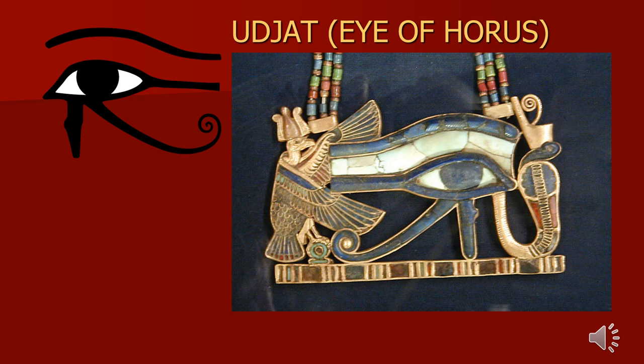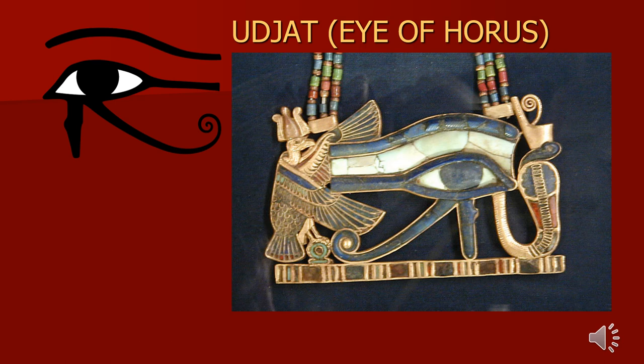Here we see what's called an Ujat, or Eye of Horus, a symbol of the god Horus, and it has to do with a legend due to his father Osiris having a battle with Seth, the god of the underworld, and Seth killed Osiris, and then Horus battled Seth and lost his left eye, and Seth tore it into pieces, and then it was reassembled.